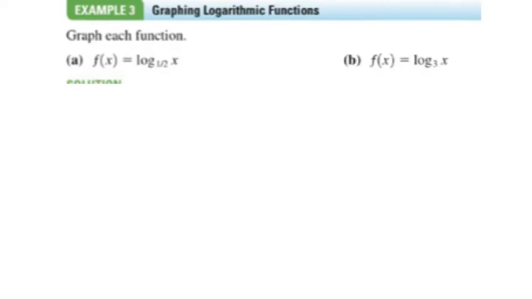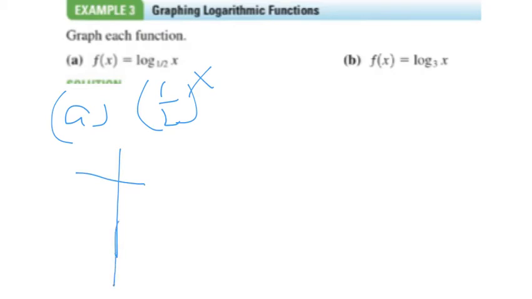Now that we've discussed in general what the graphs will look like, let's go over how to graph them. For this example, it says graph both these functions, log base 1/2 of x and log base 3 of x. But I'm only going to do one of them because the process is the same for both. So for part A, I think the easiest way would be to start by plotting the points of 1/2 raised to the power of x. When x is -1, y is 2. When x is 0, y is 1. When x is 1, y is 1/2.